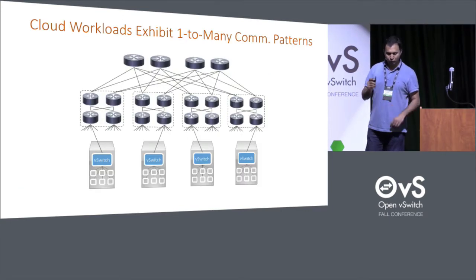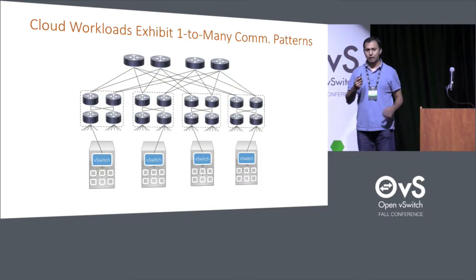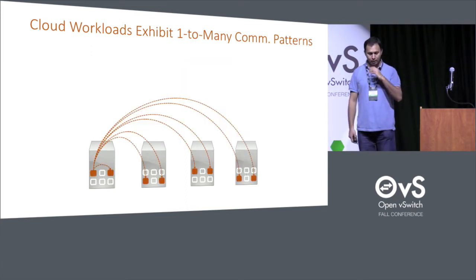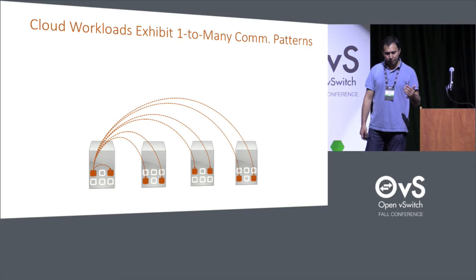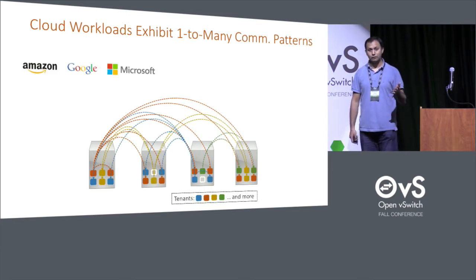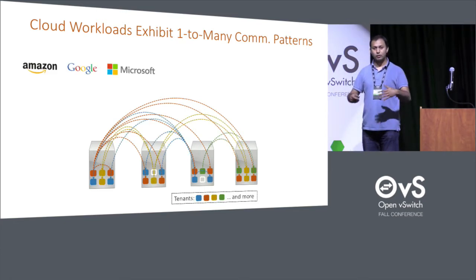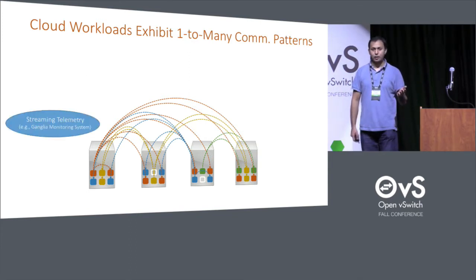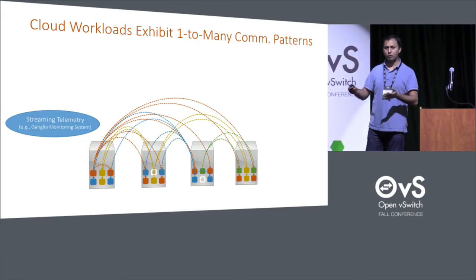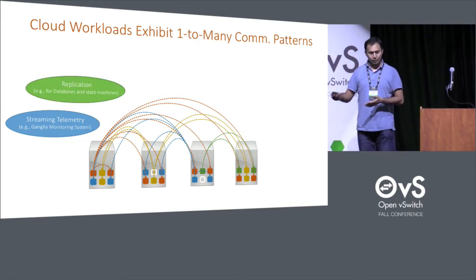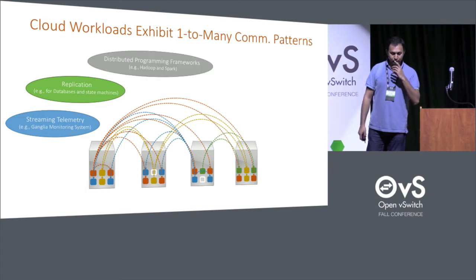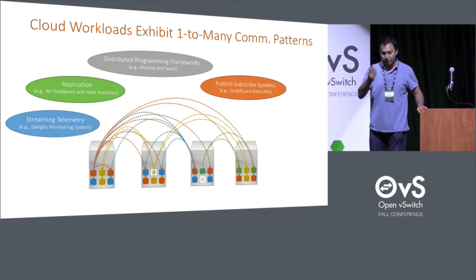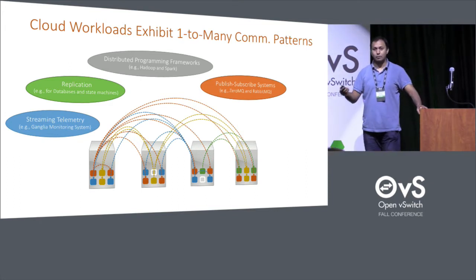Before I move on to the technical details, typically cloud workloads are driven by systems that deliver large amounts of data to groups of endpoints. Cloud providers today typically host hundreds of thousands of tenants, each of which may run tens to hundreds of such workloads. Examples include streaming telemetry, where hosts are sending telemetry data to groups of collectors, replication for databases and state machines, distributed programming frameworks like Hadoop and Spark, and publish-subscribe systems for sending data to multiple receivers.